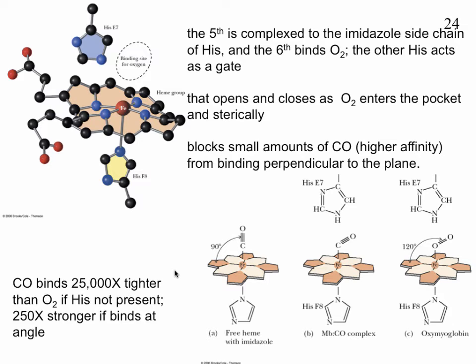The 2nd histidine in the structure acts as kind of a gatekeeper. It's going to open and close to allow oxygen to enter the pocket. And this is what it looks like when oxygen is bound to the heme. The histidine is there, and it causes the oxygen to bind at an angle. So it's an imperfect binding that happens. So why would there be this imperfect binding? Because it's not as strong as it would be if the oxygen was binding linearly to the heme.